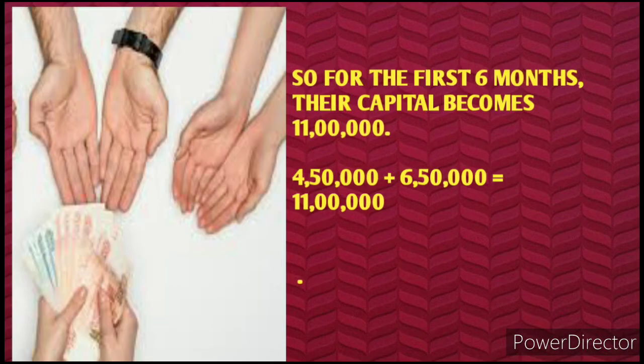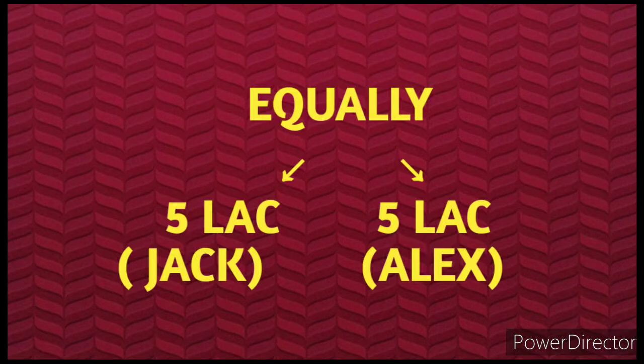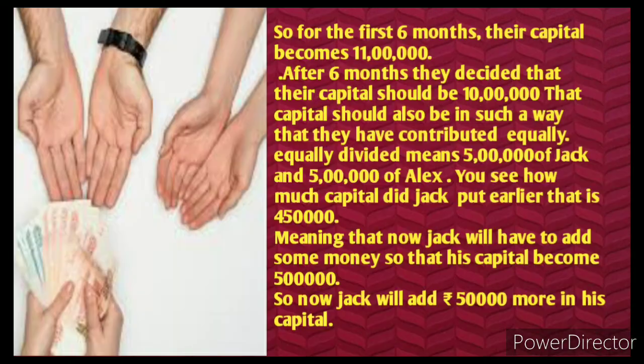First, their total initial capital is 11 lakh. So for the first 6 months, their capital is rupees 11 lakh. After 6 months, they decided that their capital should be 10 lakh, and that the capital should be contributed equally. Equally divided means 5 lakh of Jack and 5 lakh of Alex. You see how much capital did Jack put earlier? That is rupees 4 lakh 50,000. That means Jack will now have to add some money so that his capital becomes rupees 5 lakh.